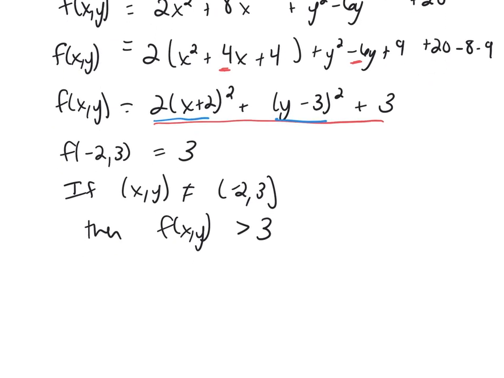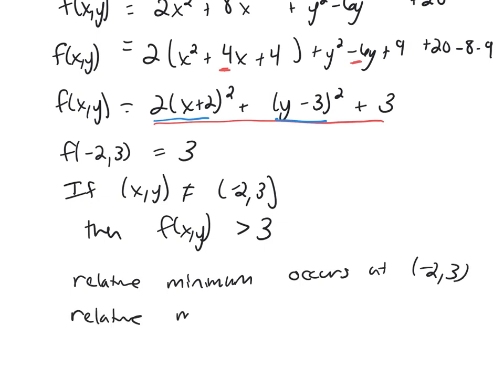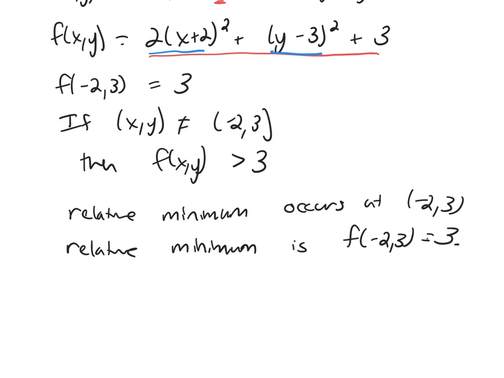So what this tells me is that my critical point has to be a relative minimum. So we have a relative minimum that occurs at (-2, 3), and the value of the relative minimum is 3. So my relative minimum occurs at this point in the xy plane, and there's my relative minimum value.